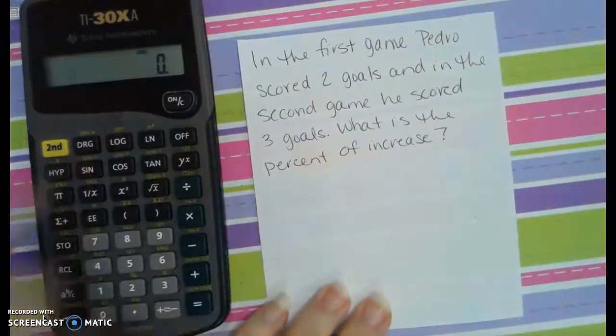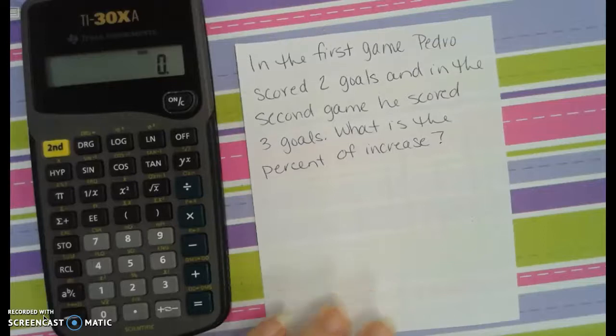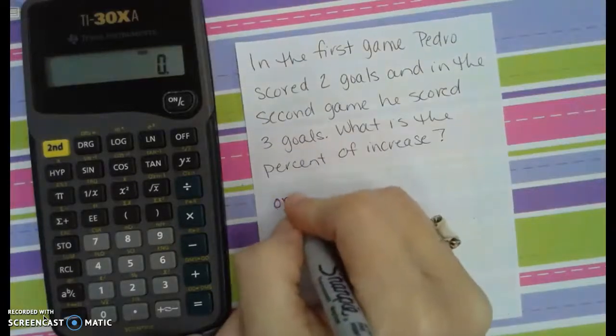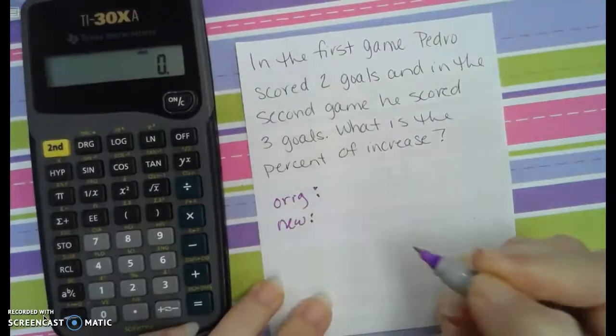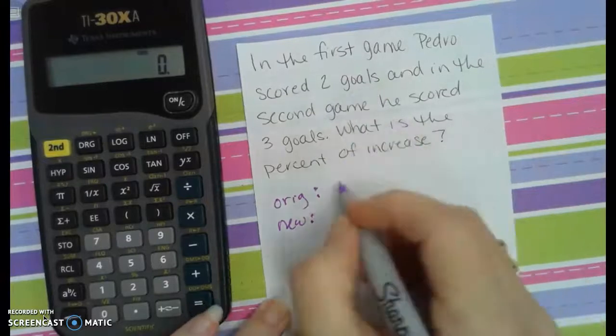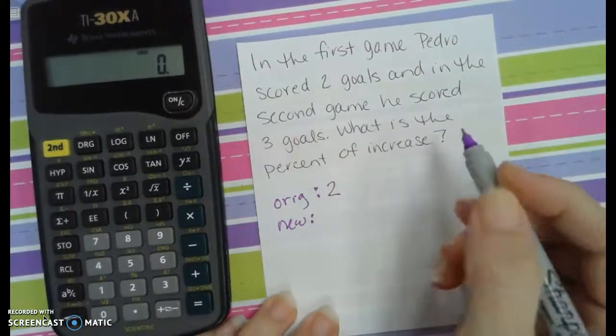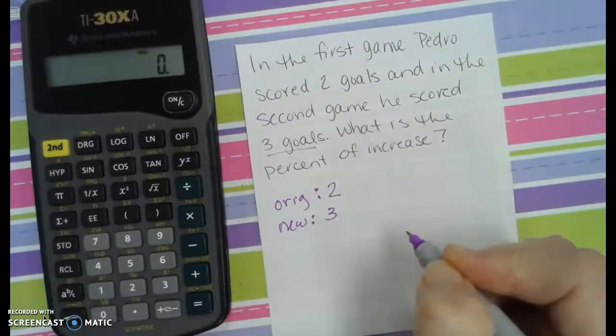In the first game, Pedro scored 2 goals, and in the second game, he scored 3 goals. What is the percent of increase? We need the original, and we need the new. So whatever game came first is going to be the original, which was the 2 goals. And then in the next game, or the new game, he scored 3. So the new amount is going to be 3.